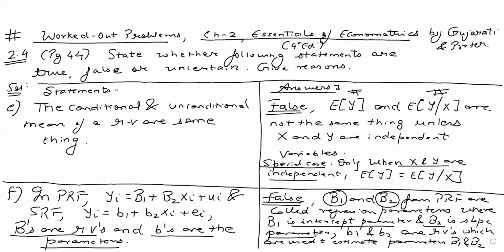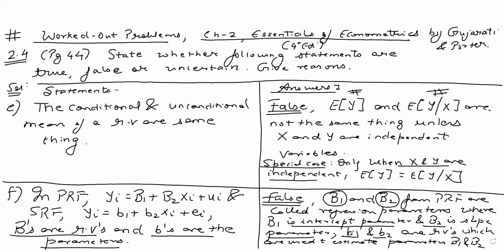Small b1 and small b2 are going to have a whole distribution attached to them, and they will be used to estimate capital B1 and capital B2. So small b1 and small b2 are actually the variables. Let me correct myself. Small b1 and small b2 are the random variables which are used to estimate the parameters capital B1 and capital B2.